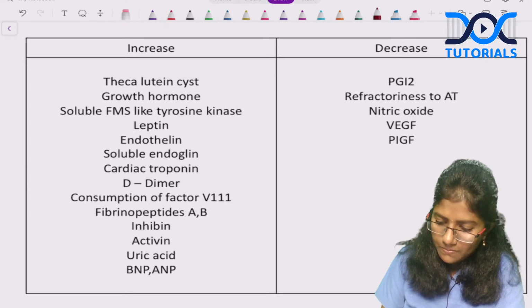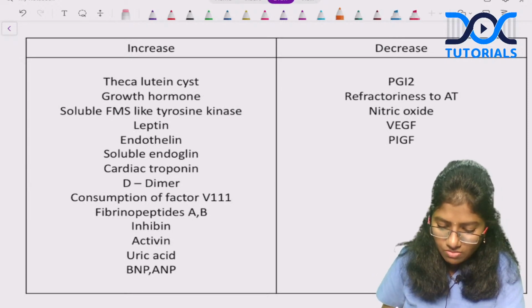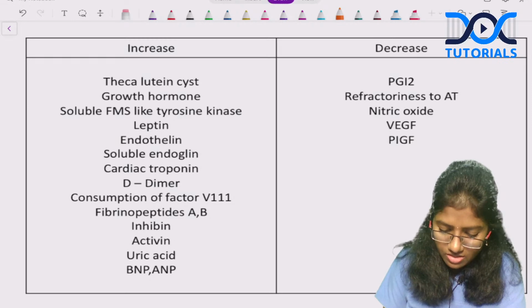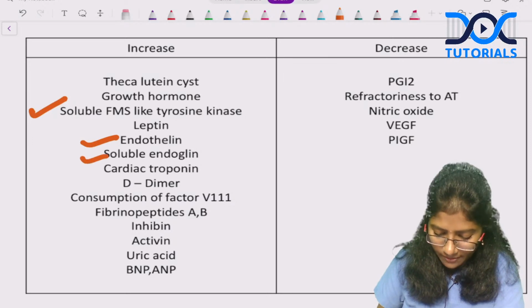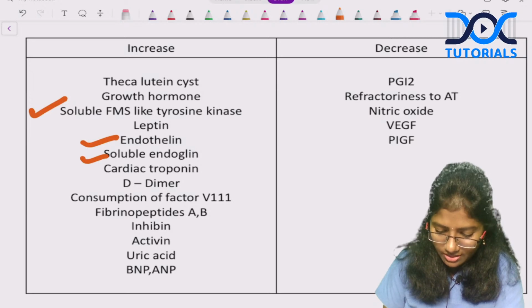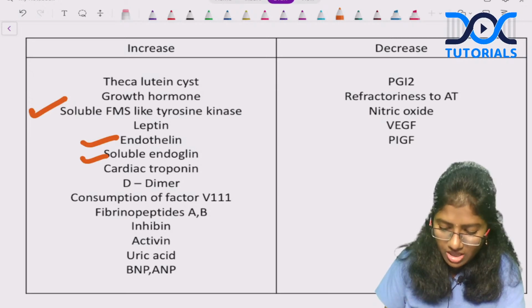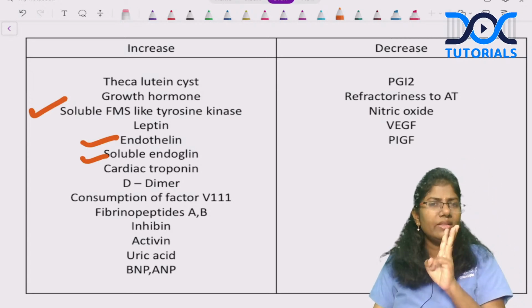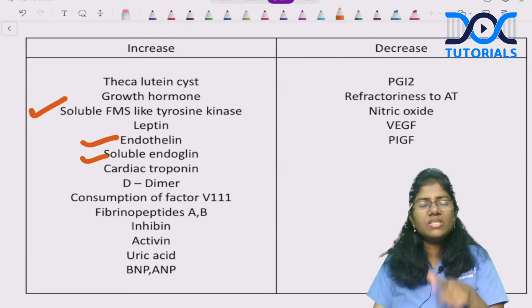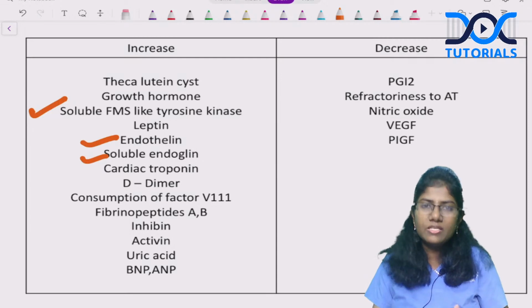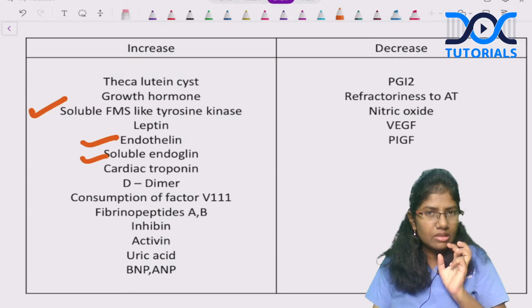See here, when it comes to markers: soluble FMS like tyrosine kinase, endothelin, soluble endoglin. These 3 markers you have to remember. Only 3. I'm asking you to remember only 3. Why am I asking you to remember this? Because we have started using it in our clinical practice.